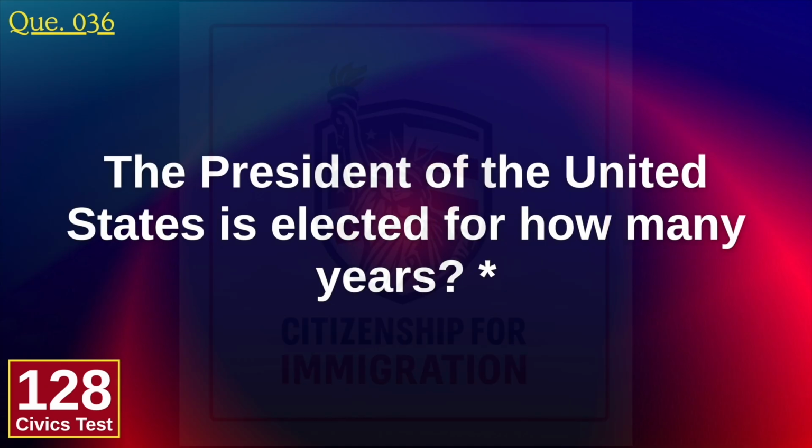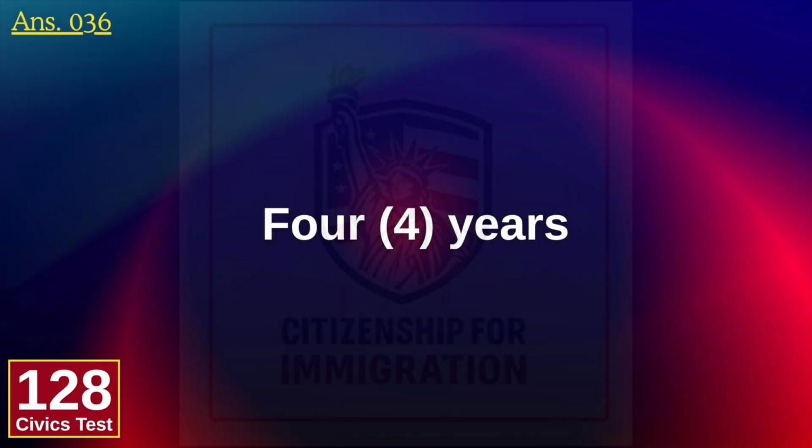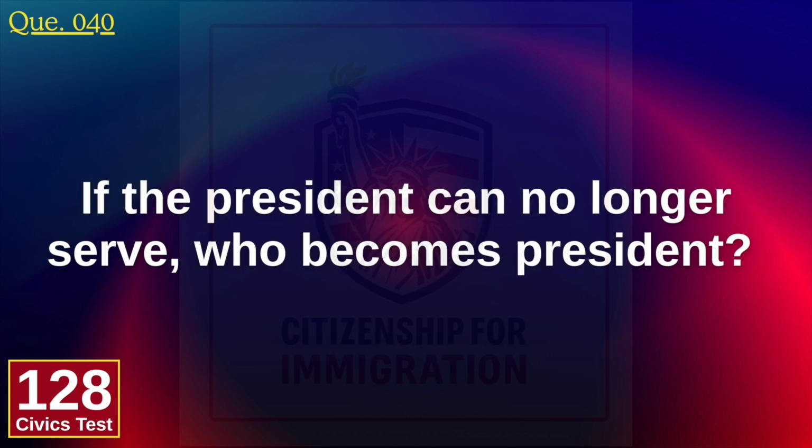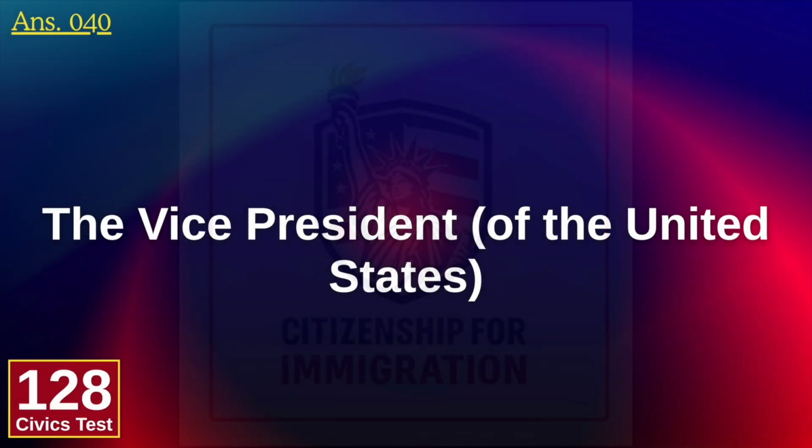The President of the United States is elected for how many years? For four years. If the President can no longer serve, who becomes President? The Vice President of the United States.